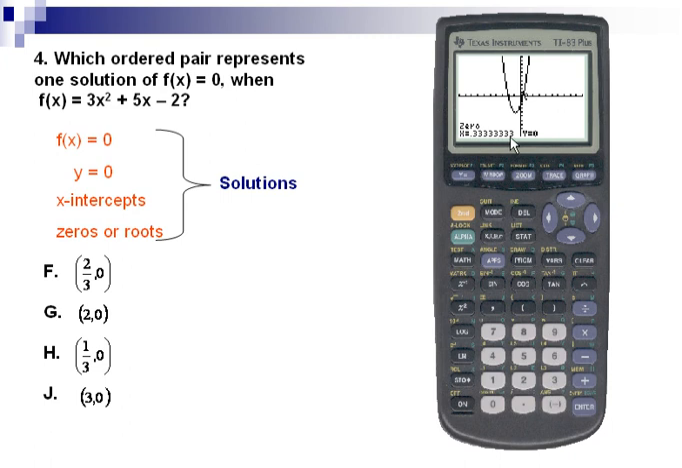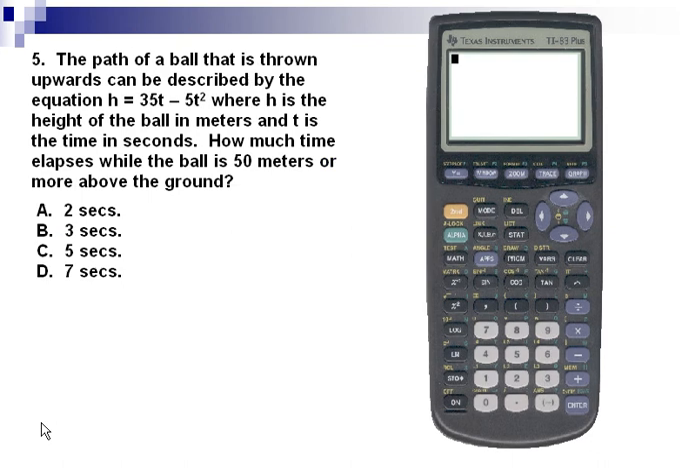Here it tells us that our 0 is at 0.33333, and you need to recognize that that 3 repeating is the fraction 1/3. So the solutions to this quadratic are -2, 0 and 1/3, 0. So when we look at our answer choices, the answer that's there is choice H, which is 1/3, 0.